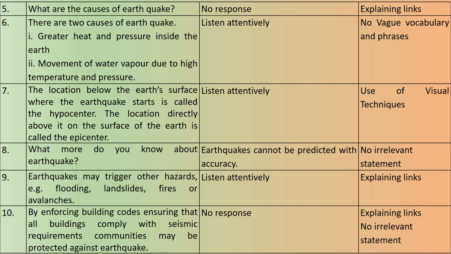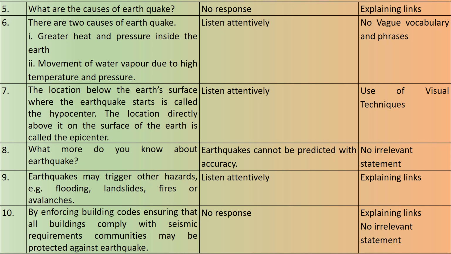The teacher will now explain that the location below the Earth's surface where the earthquake starts is called the hypocenter. The location directly above it on the surface of the Earth is called the epicenter. The students will listen attentively. The component used in this is use of visual techniques. The teacher will ask the question, what more do you know about earthquake? The students will answer that the earthquake cannot be predicted with accuracy. The component used is no irrelevant statement.